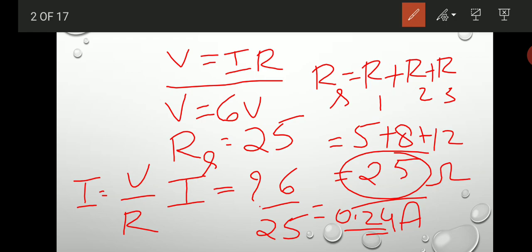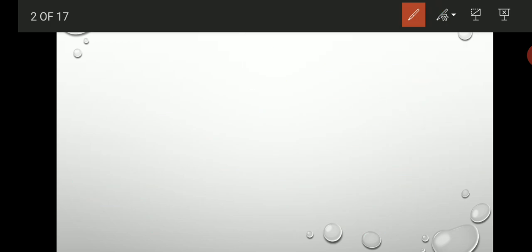See, when they ask to find the current in the circuit, first you should find the effective resistance. Usually they don't ask for the voltage, because the voltage is given. But if they ask to find the voltage across an individual resistor, then you have to find it. The second question is that only: find the voltmeter reading at the 12 ohm resistor, that is, the voltage at 12 ohm.